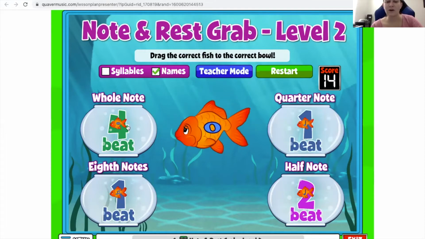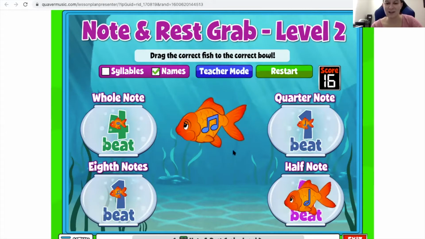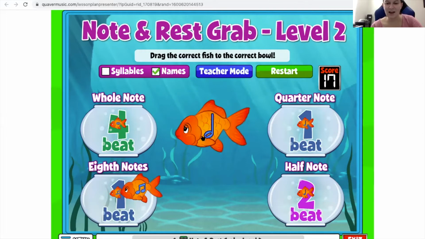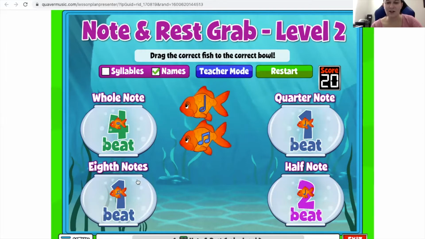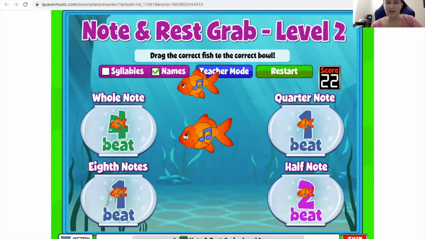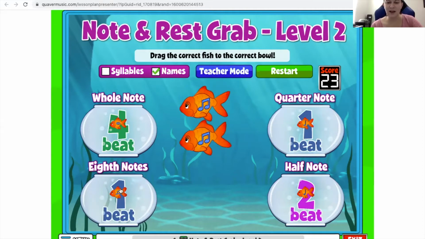That's our new one. I'll help you out with that. Here's our quarter note, our half note, eighth notes, half note, whole note. Oh my goodness, it's getting faster. Eighth notes, half notes, eighth notes, eighth notes, eighth notes, quarter note.